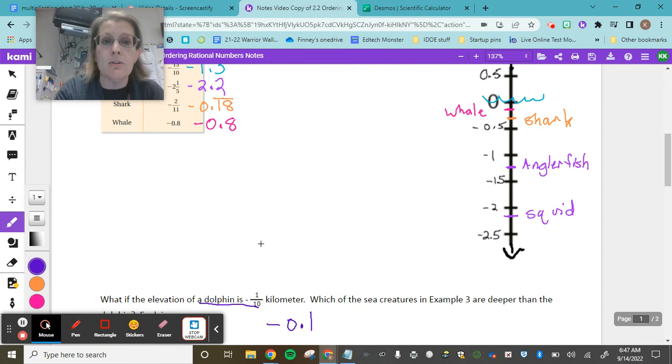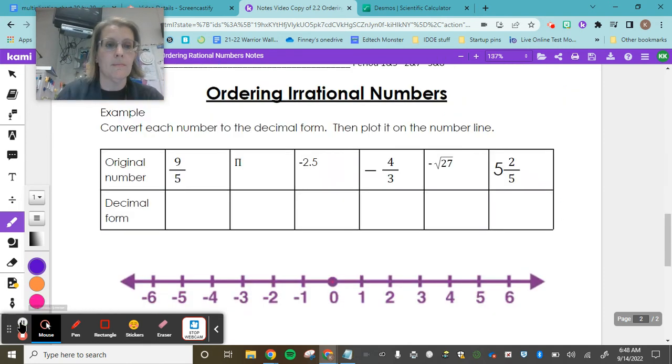So if I look back here, it's getting kind of close, but I can see that -0.1 will be in between the shark and the whale, because it is going to be, actually, no, I'm sorry, it's not in between the shark and the whale, because 0.1 is going to be closer to 0 than 0.8 and closer to 0 than 0.18. So the dolphin will be almost right at 0. The dolphin will be right about there. So now on your Edpuzzle video, choose all of the creatures that are deeper than the dolphin.